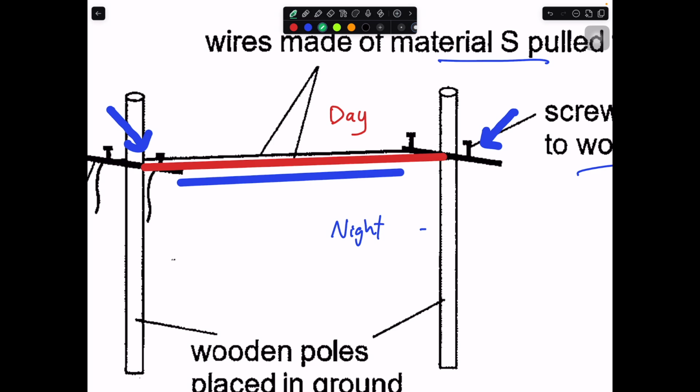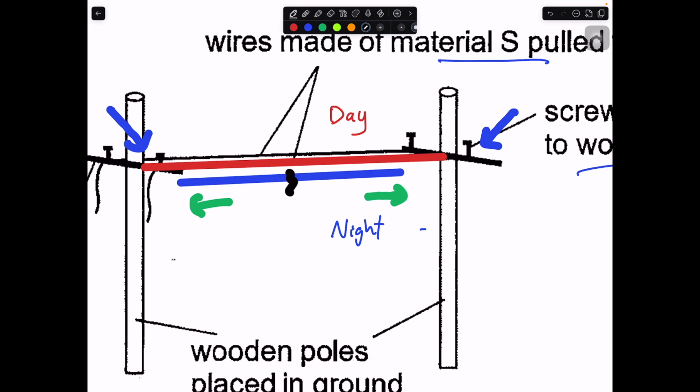So it will be this. It's being pulled by the screw over there and being pulled by the screw over there. During the day it's not so bad because the length is longer. But during the night the pulling force is much stronger because the length of the wire is now shorter. With the shorter length, and a force pulling from two sides, it causes the wire to snap in the middle.